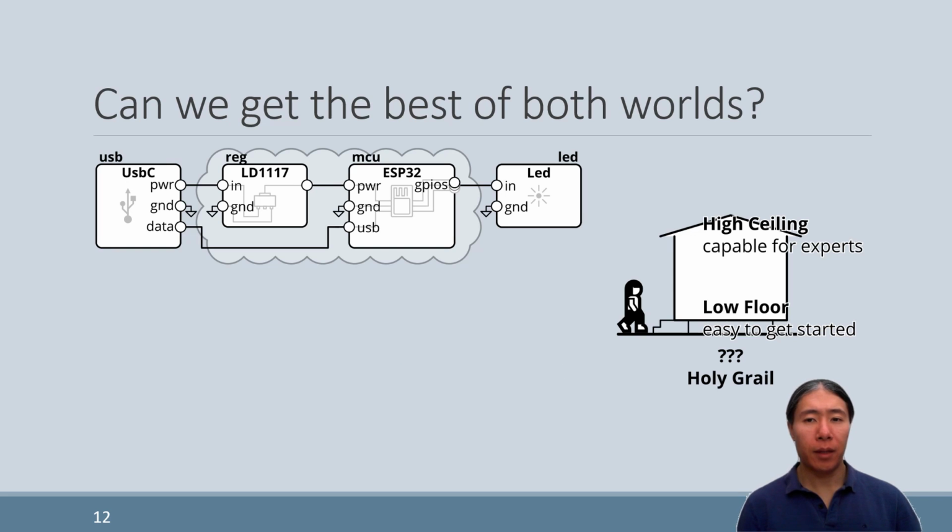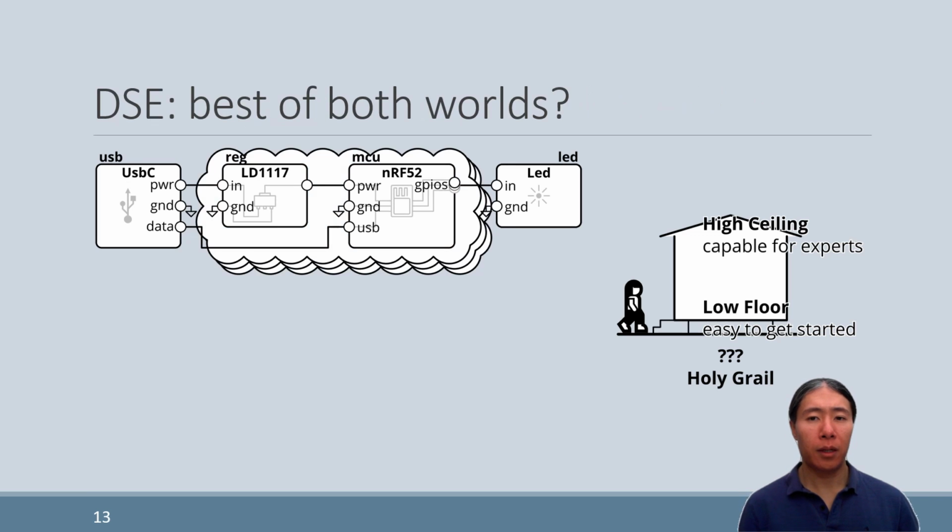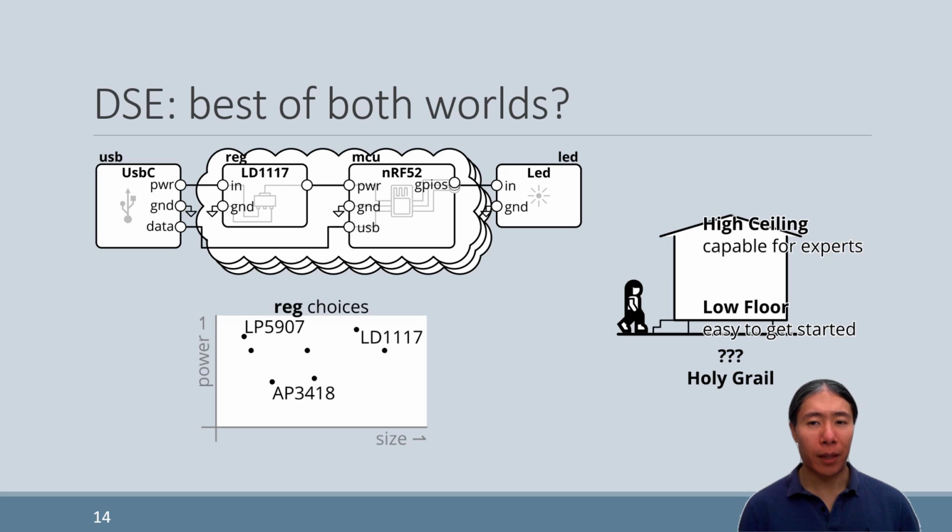And fundamentally, synthesis searches over a design space of valid designs, but returns just one. But the tool doesn't necessarily have to make that choice. Instead, we can present the user with options and trade-offs. For example here, plotting all possible voltage regulator choices. And this is the idea of design space exploration.